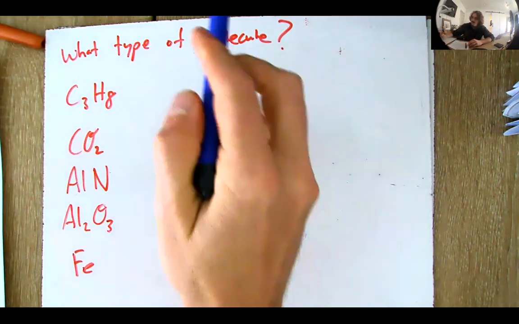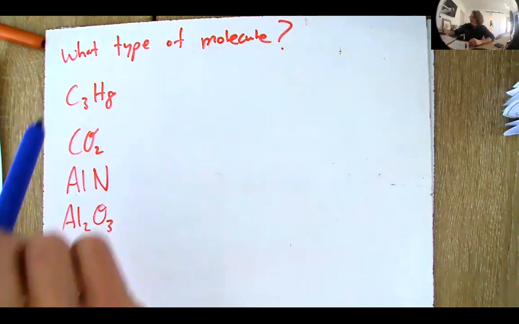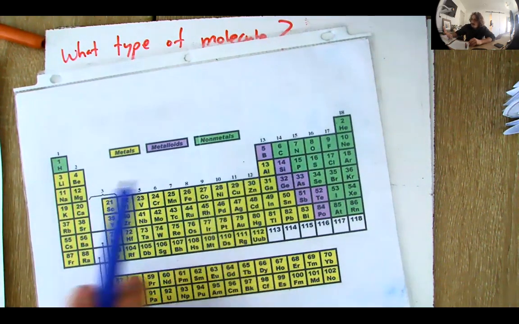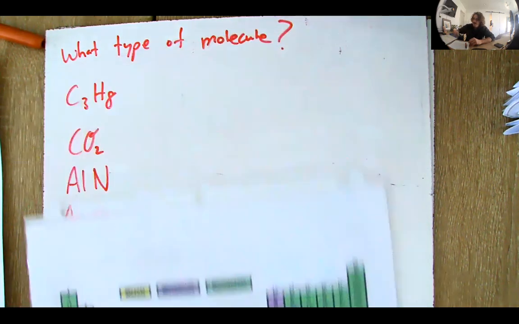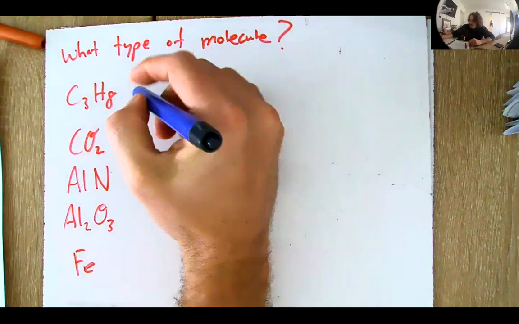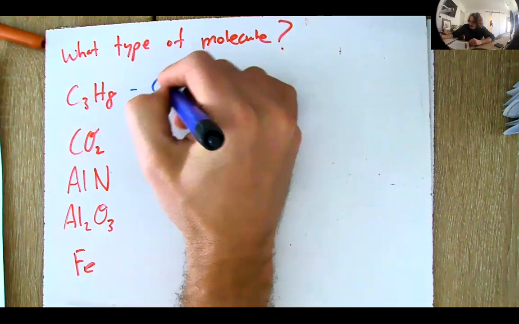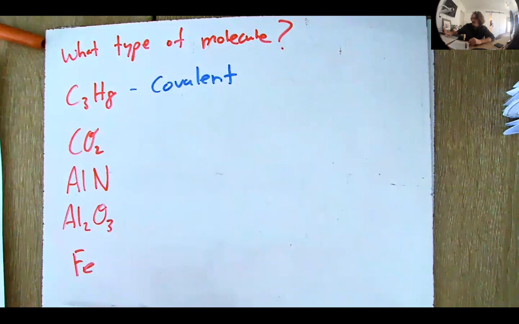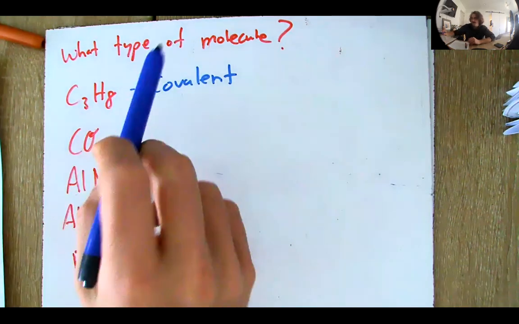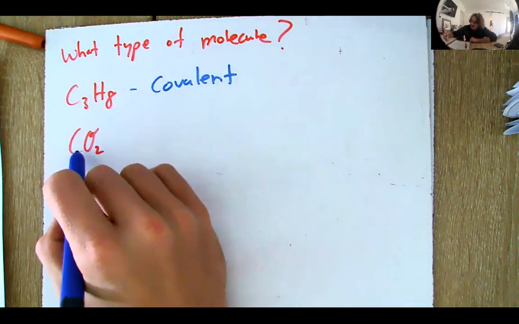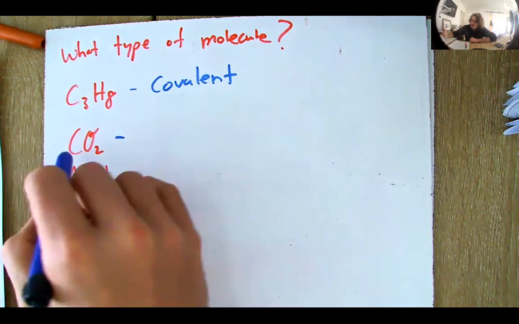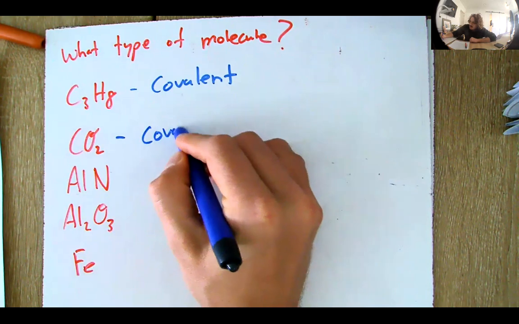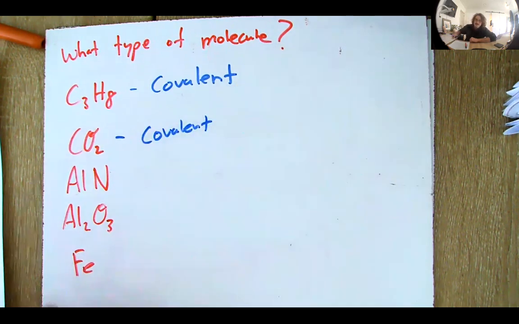Okay, so the type of molecule C3H8. If I look at this periodic table, I can see that C carbon is a nonmetal and H is also a nonmetal, meaning that this is a covalent type molecule. And the electrons are sharing. You would draw like a Lewis dot structure of that, etc. Okay, let's look at the next one. Carbon dioxide, CO2. Carbon is a nonmetal. Oxygen is a nonmetal. So this is also a covalent type molecule.